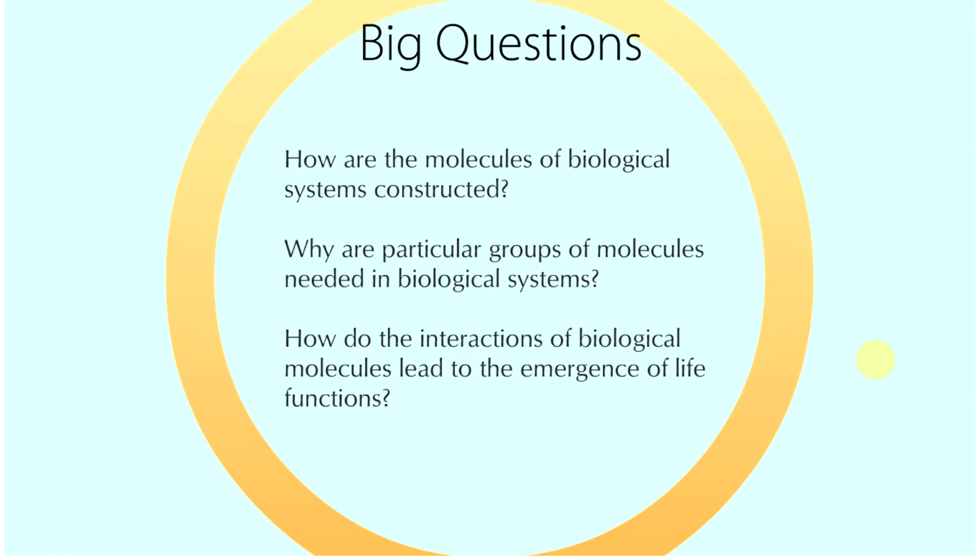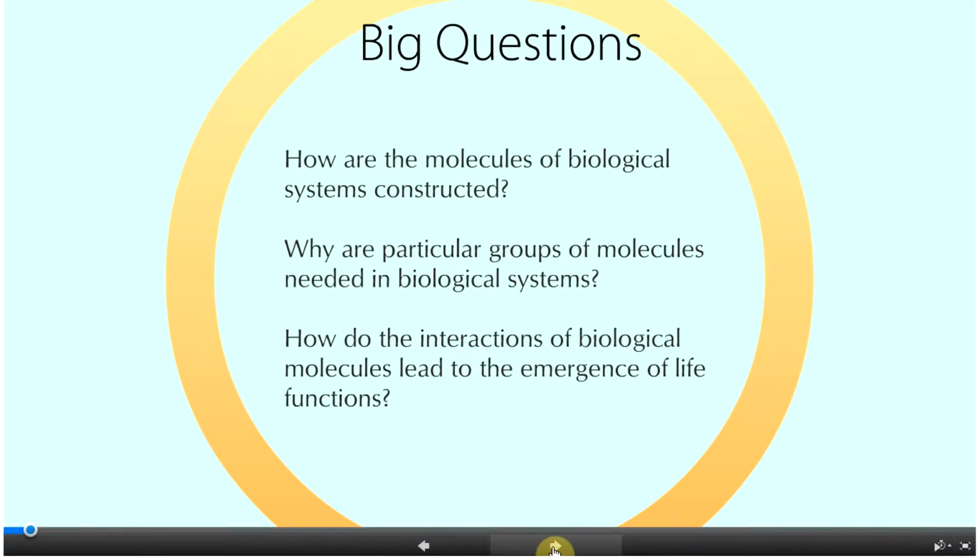The second question asks, why are particular groups of macromolecules needed in biological systems? And by that question, we mean what are the functions of the 4 macromolecules within living organisms? And some macromolecules will fill several different functions. The last question is a little more abstract. It asks, how do the interactions of biological molecules lead to the emergence of life functions? So they're asking you how the structure and the function of those molecules help support the entire living organism. Let's go to the next slide.